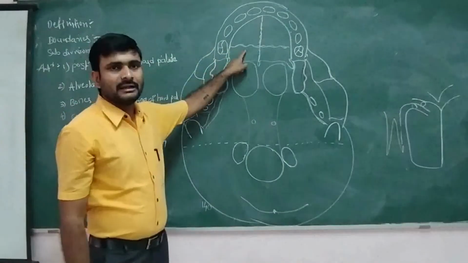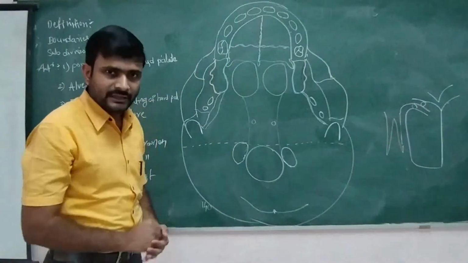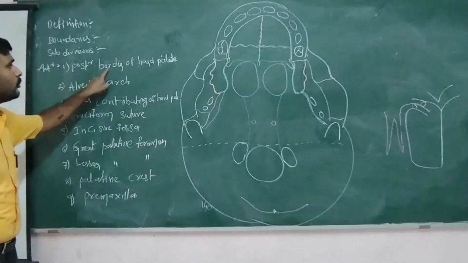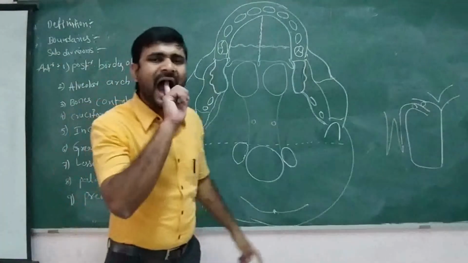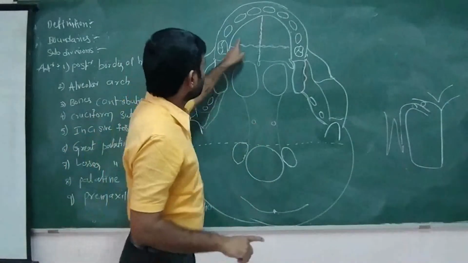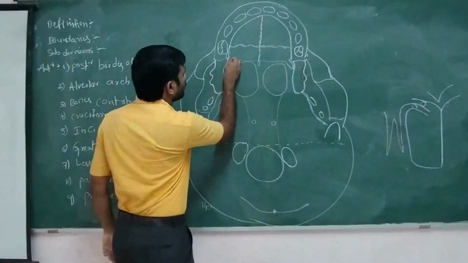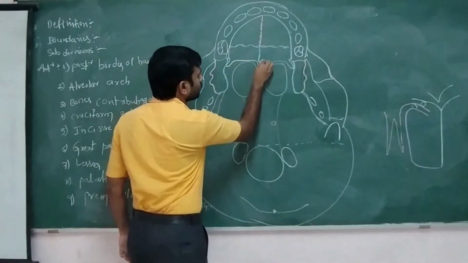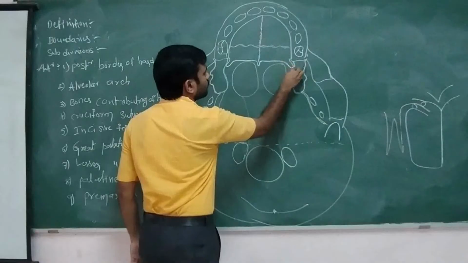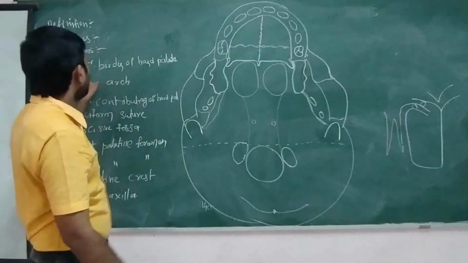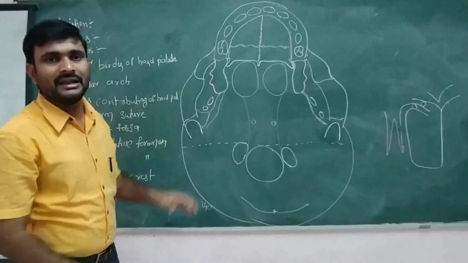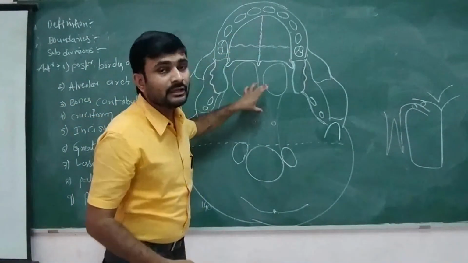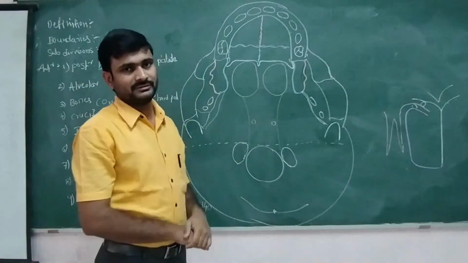First we talk about the anterior part. In this anterior part, this is the hard palate. This completely is called a hard palate. So this boundary is the posterior border of the hard palate. It is the junction between the anterior part and the middle part.